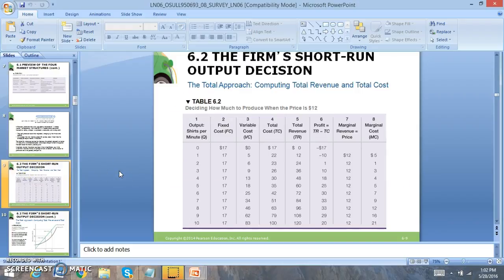When we look at a firm's decision in this market structure, you'll notice that the fixed costs are going to be identical and the variable costs are going to be changing. So we have to evaluate the cost of the firm's operations to make better decisions in the market.